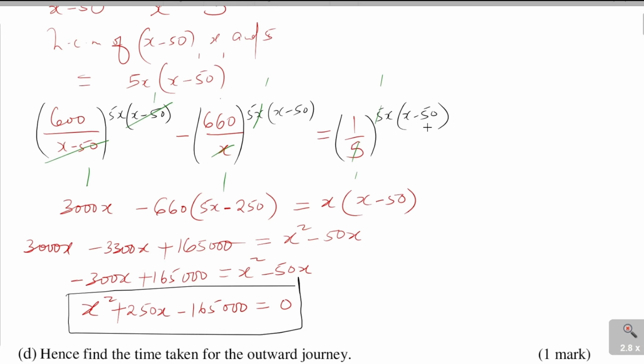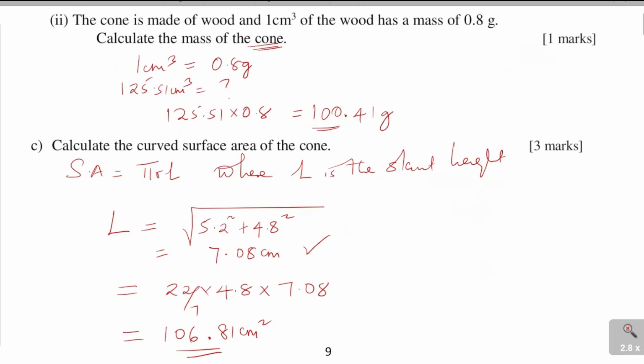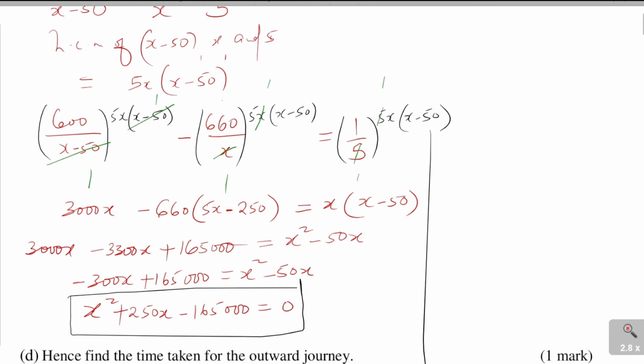Now to solve that, you simply need to use any suitable means. I'll use the quadratic formula. Remember the quadratic formula, where in this case I will have a as 1, b as 250, and c as negative 165,000. You can use factorization as well.